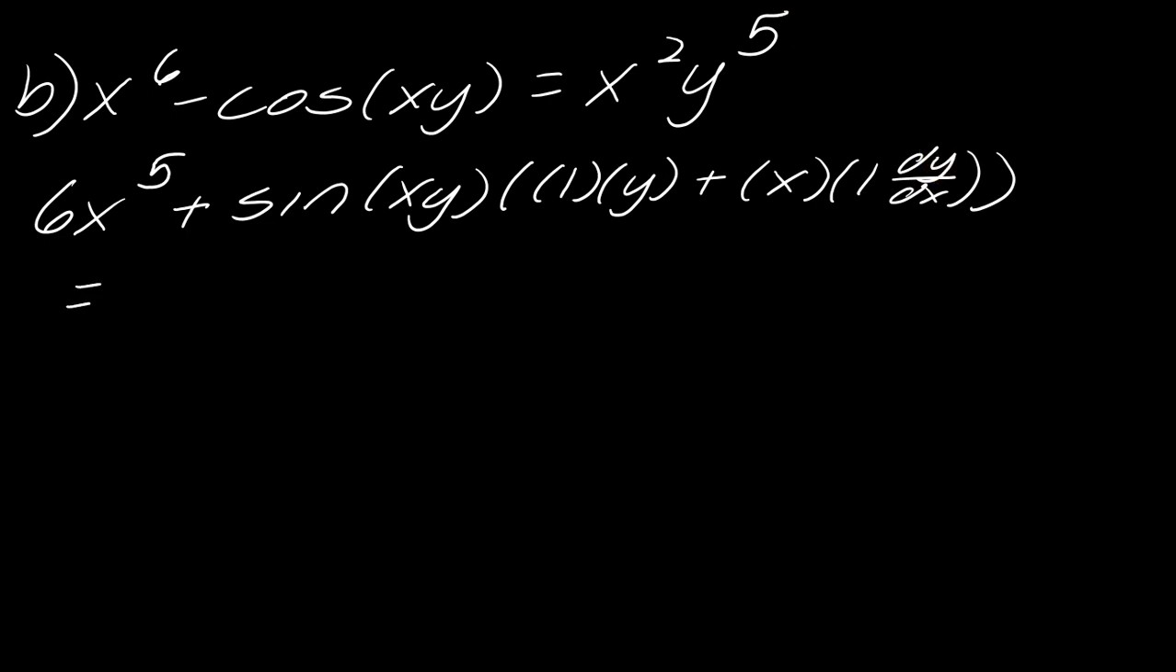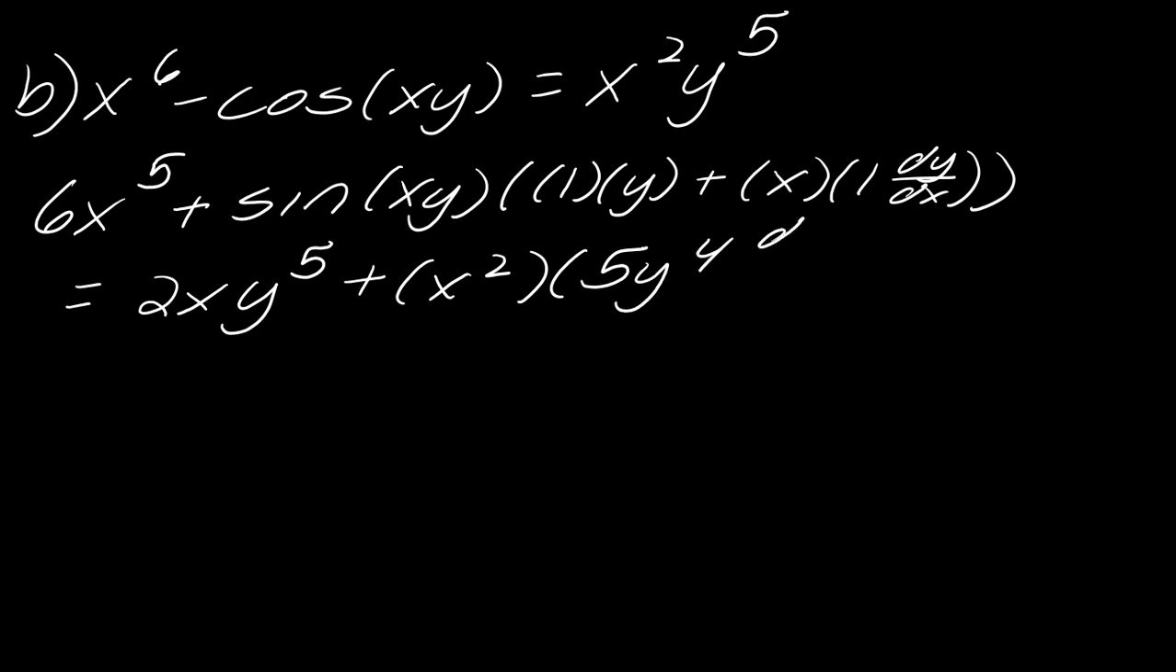So now moving on to the other side, I have to use the product rule again. So the derivative of x squared is 2x, and then I leave the y to the 5th alone. And then I've got x squared times 5y to the 4th dy dx, and so there we're good to go with that. So now I've got to try to clean this up a little bit, and then I also want to distribute this stuff here. I need to distribute that to the sine of xy.